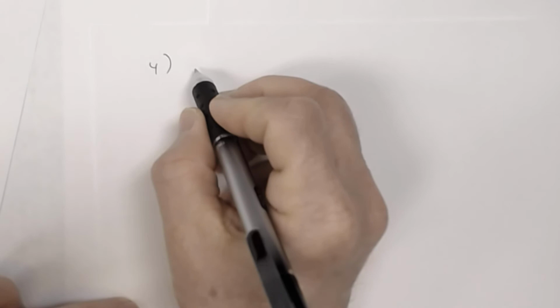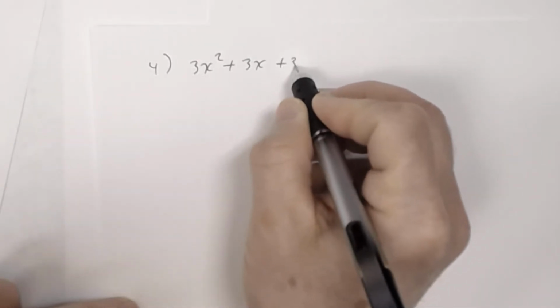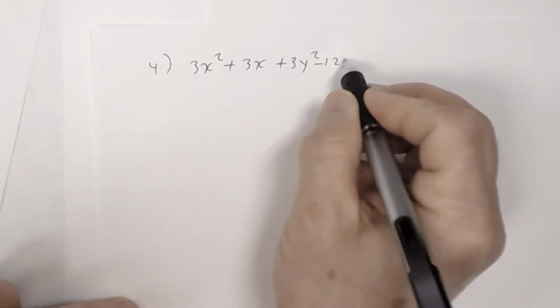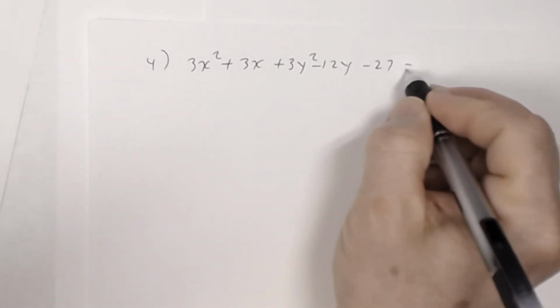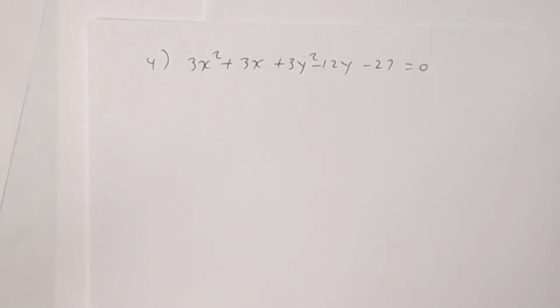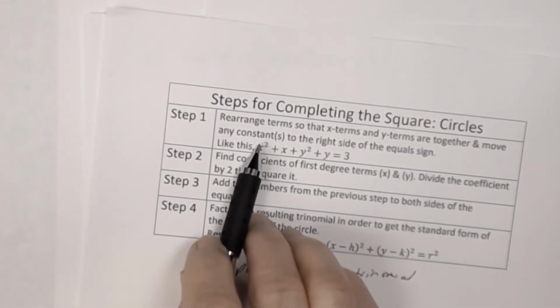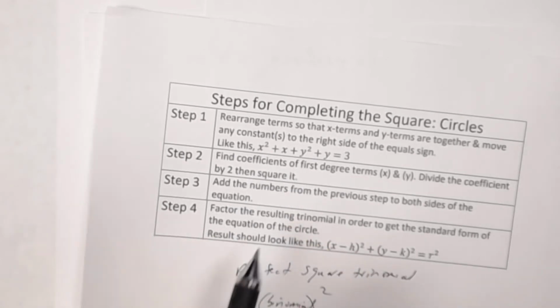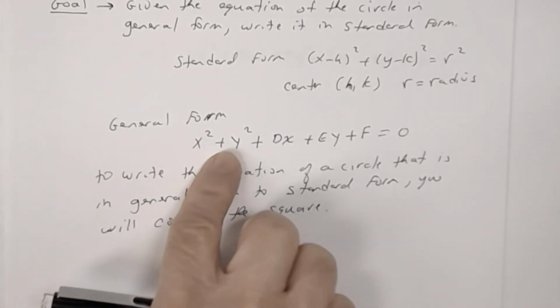So number 4, let's suppose we had this now. All right, number 4. We have 3x squared plus 3x plus 3y squared minus 12y minus 27 equals 0. Okay? All right, now, so remember if you go back to the steps, we have right here 1x squared and 1y squared, and when we talked about general form, we said at some point you want to get a 1x squared and a 1y squared, right?